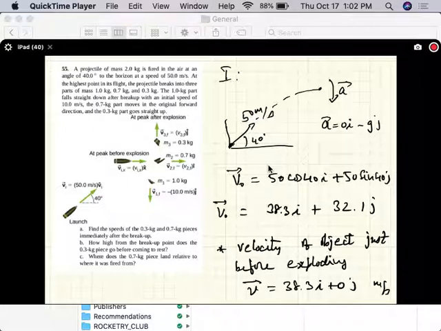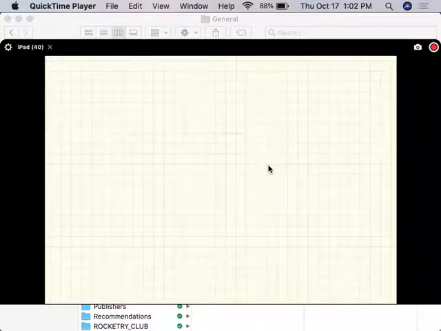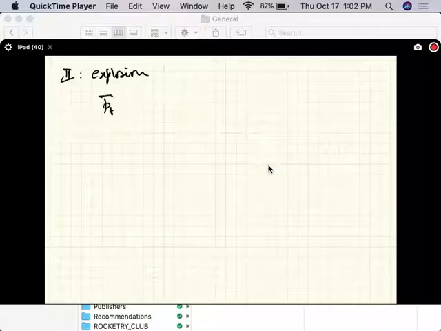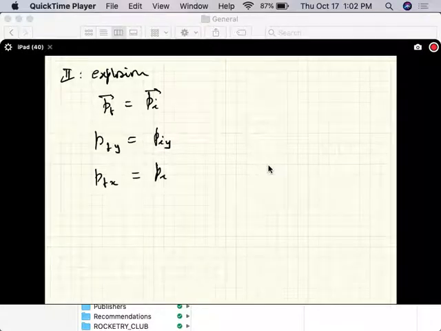All right, so now let's do part 2 of the problem. So you have the explosion, and momentum after the explosion should equal momentum before the explosion. And now, since we're dealing with two-dimensional vectors, the final y component should equal the initial y component, and the final x component should equal the initial x component.